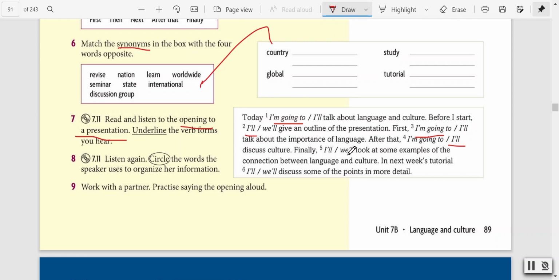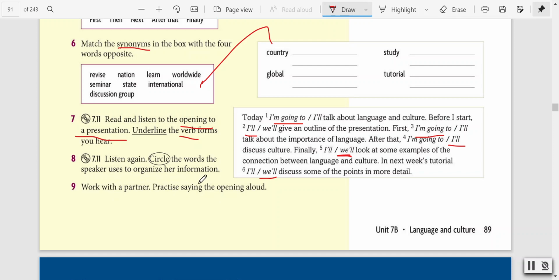Of course, we will. And the last one, next week in a tutorial, we will discuss some of the points in more detail. We will. Okay. We chose the verbs that we can use in this opening presentation. And in exercise number 8, listen again, circle the words the speaker uses to organize her information.